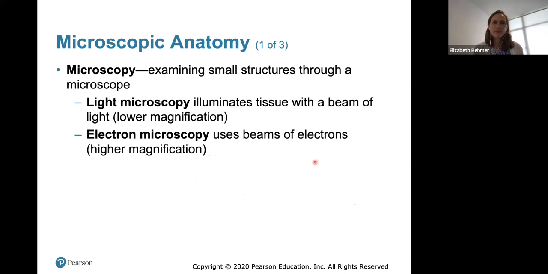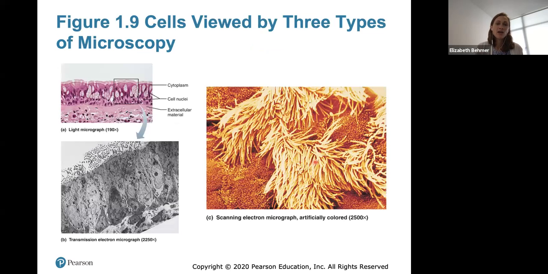Microscopy is then examining small structures through a microscope. Light microscopy illuminates the tissue with a beam of light on a lower magnification scale, and electron microscopy uses beams of electrons to produce a higher magnification. So if we were in lab, the microscopes we use in lab usually give us pictures like this light micrograph. The transmission electron micrograph is even more highly zoomed in, and the scanning electron micrograph gives us about 2,500 times zoomed in. So you can see the difference. We're looking at cilia here, which line the outer cell layer in your epithelium.